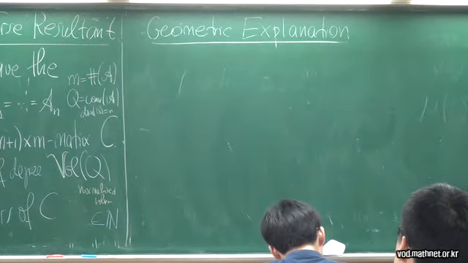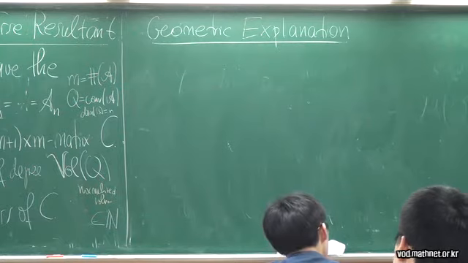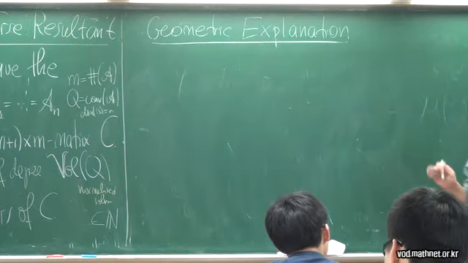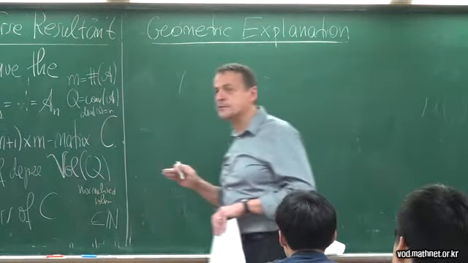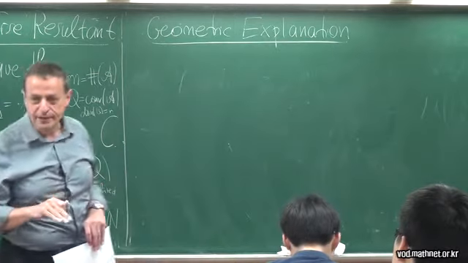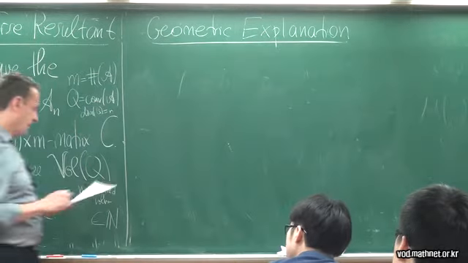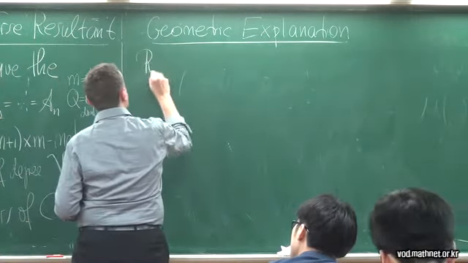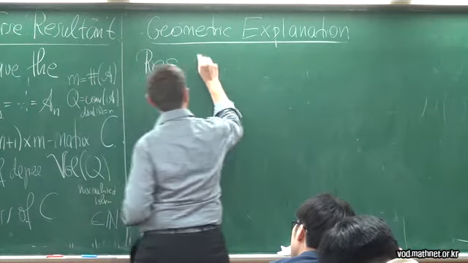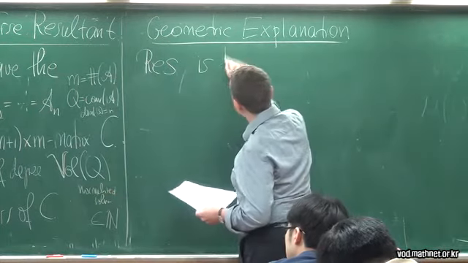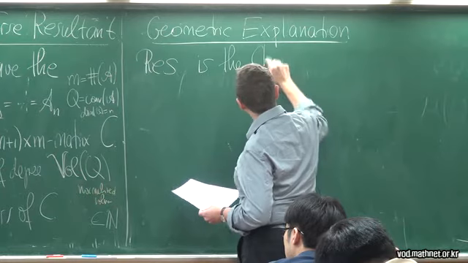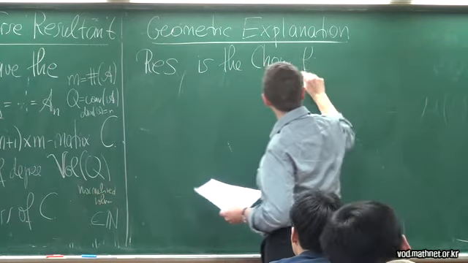Now this explanation is again incomprehensible if you've never seen this kind of thing before. But as I said, if you're not here right now, please come next week. It'll be easier next week. Okay? So I'm just going to throw this at you. So the geometric explanation is the following. This unmixed resultant is a special case of what's called a Chow form.